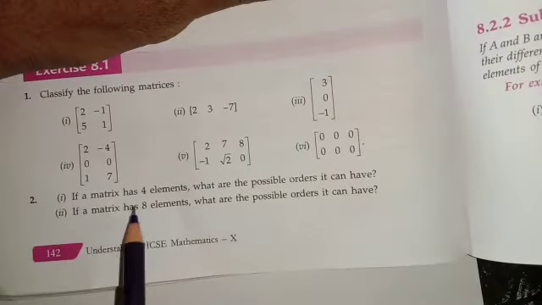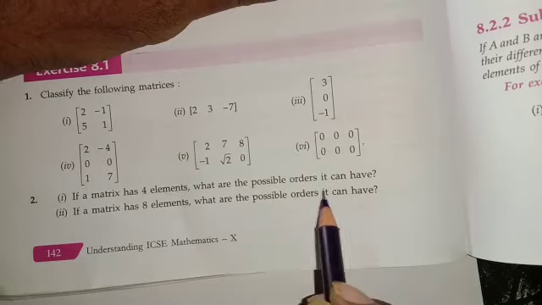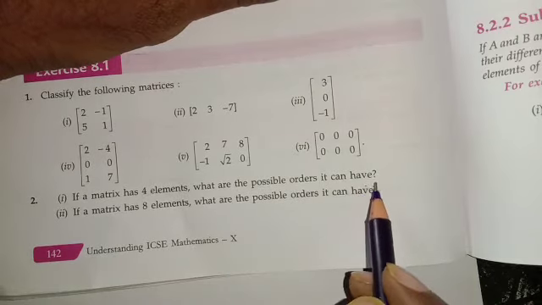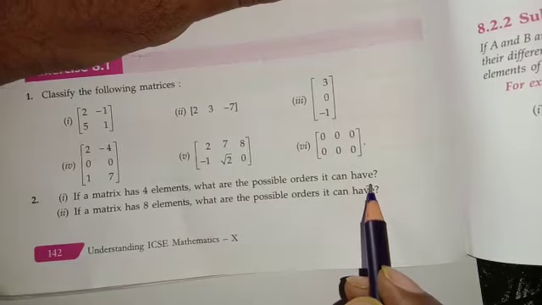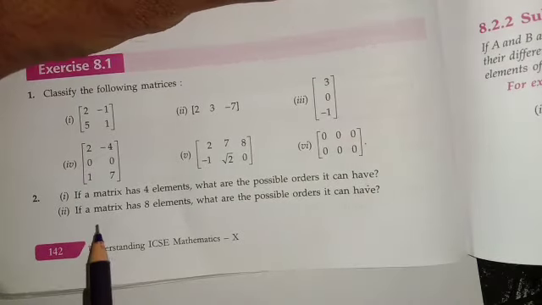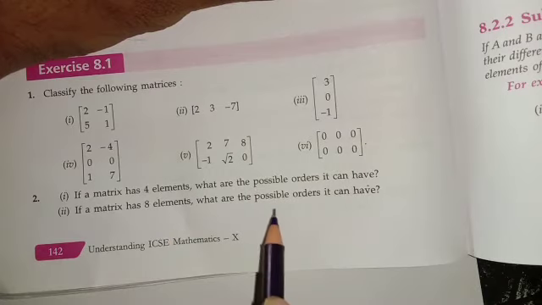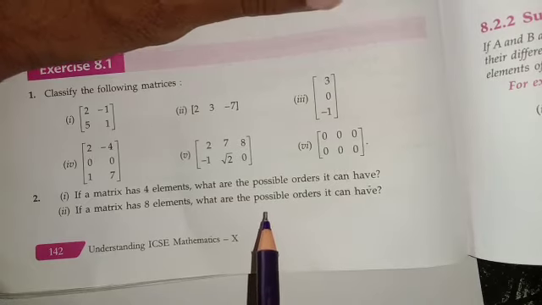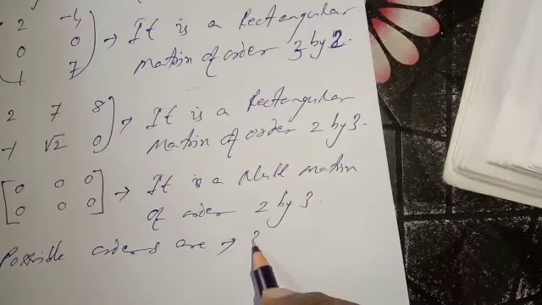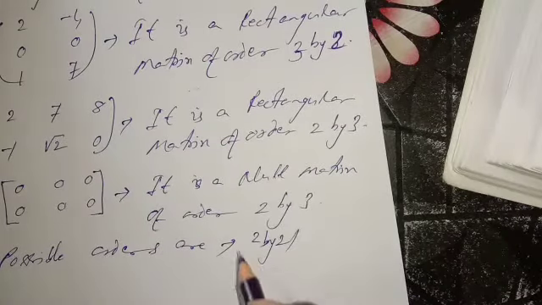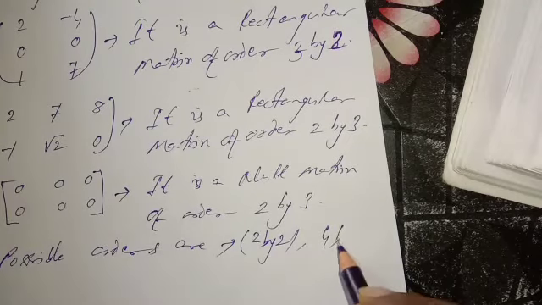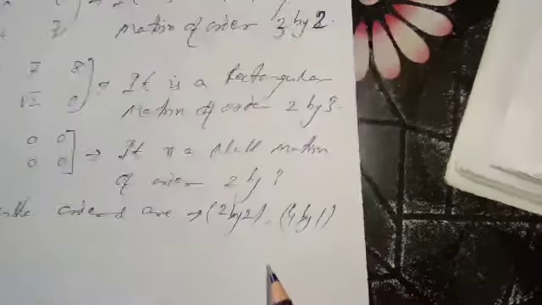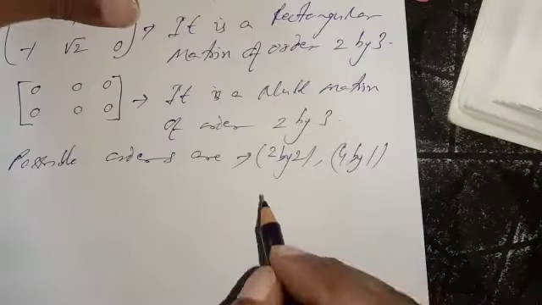Number 2 question is given, see. If a matrix has 4 elements, what are the possible orders it can have? The possible orders will be 2 by 2, 4 by 1 or 1 by 4. Second part: if a matrix has 8 elements, what are the possible orders it can have? The possible orders will be 2 by 4, 4 by 2, 1 by 8 or 8 by 1.